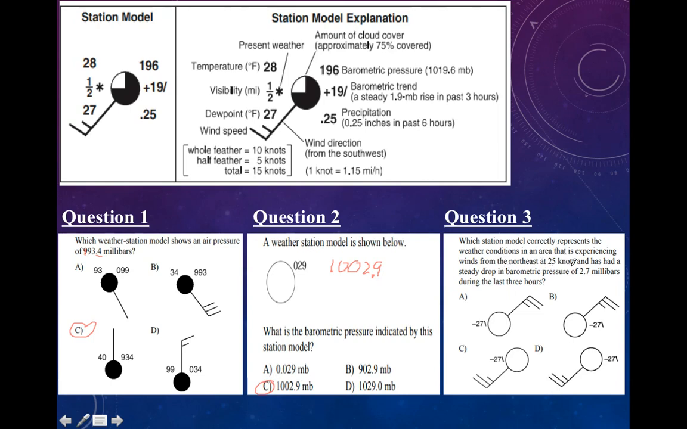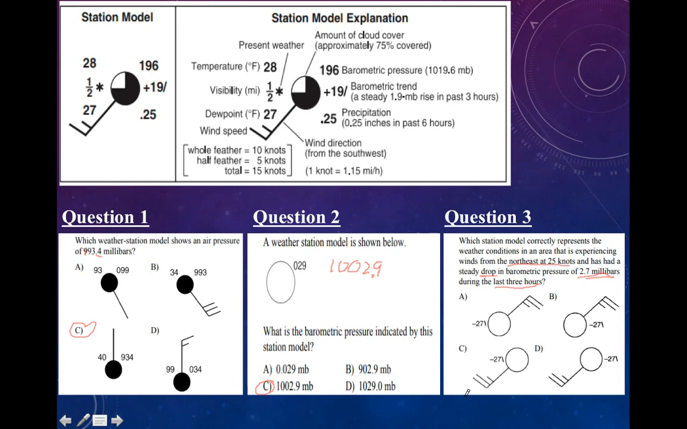And lastly, which station model correctly represents the weather conditions in an area that is experiencing winds from the northeast at 25 knots and has had a steady drop in barometric pressure of 2.7 millibars during the last 3 hours? So I haven't gone over this yet. This is called the barometric trend, all right? A drop in pressure, 2.7 millibars during the last 3 hours. So first things first, they told us we had a wind from the northeast at 25 knots.